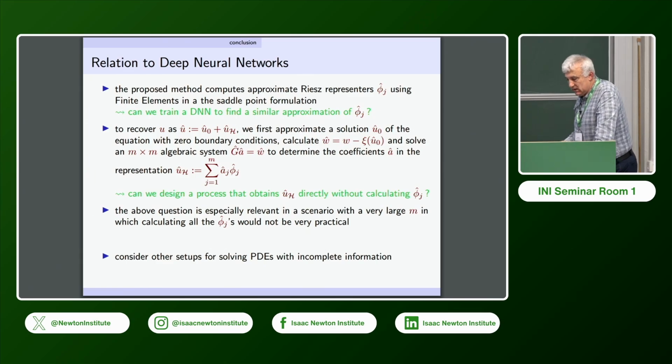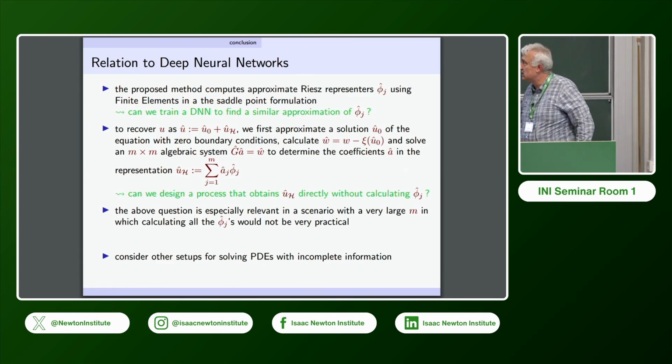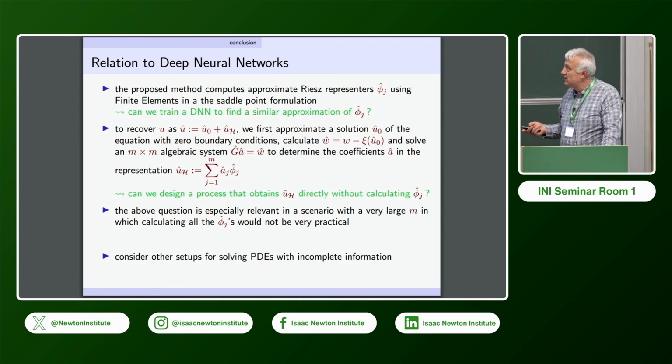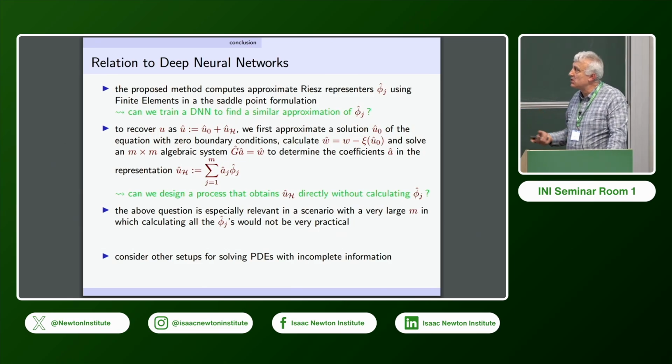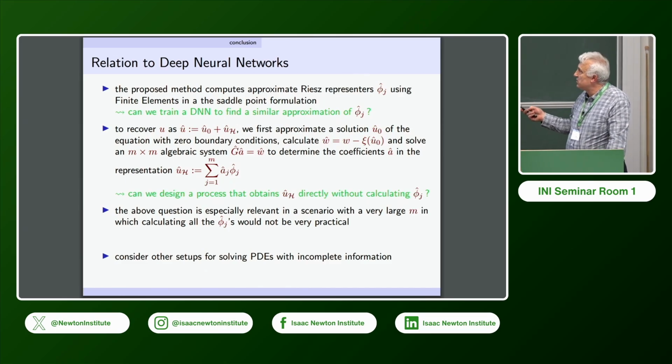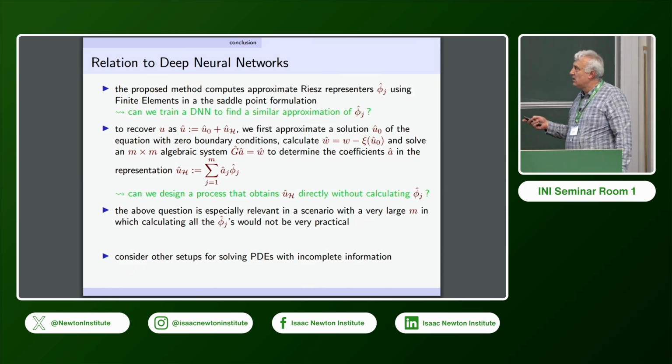And at the end, I want to say something about the relation to deep neural networks, not that because they become very popular. So what part of this problem, which is a data problem, several people might consider. First, the computation of Ritz representers using finite elements in a saddle point formulation is still O of n computations.